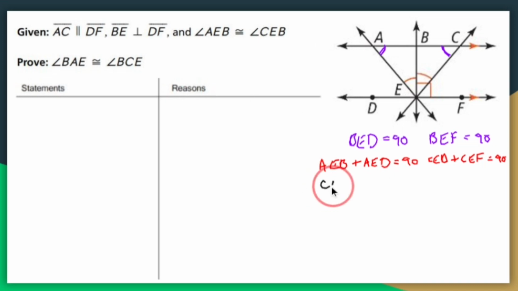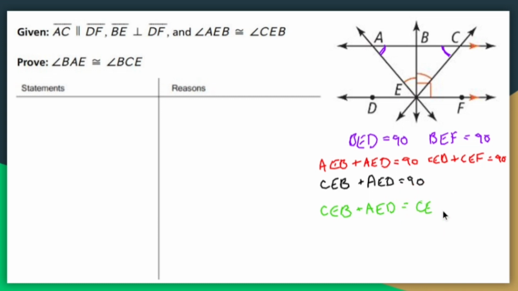So I have CEB plus AED equals 90. You don't change. So since they're both 90, why don't I try the transitive property and write out CEB plus AED, which equals 90. Since that equals 90, they're now equal to each other.